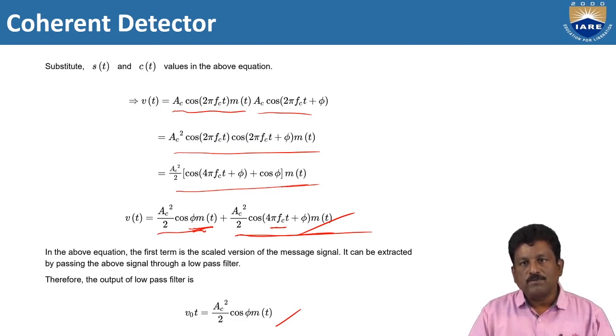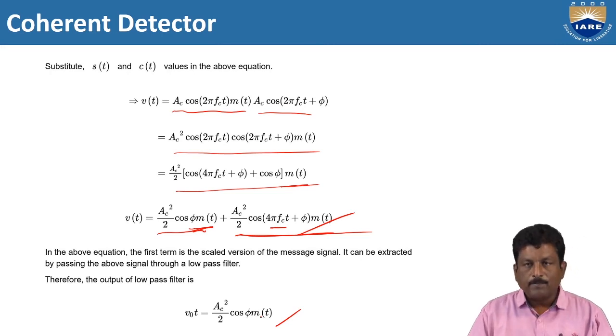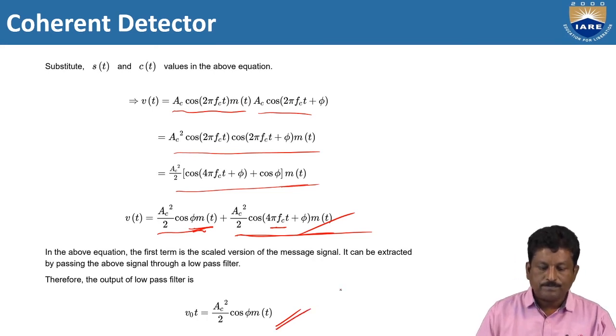Here, based on the variation of the phi value, you can have the maximum retrieval or regeneration of the signal m of t, depending on the cos phi value. If phi equals 0, we get cos 0 equal to 1, so we get Ac squared by 2 m of t, and the complete signal can be retrieved.